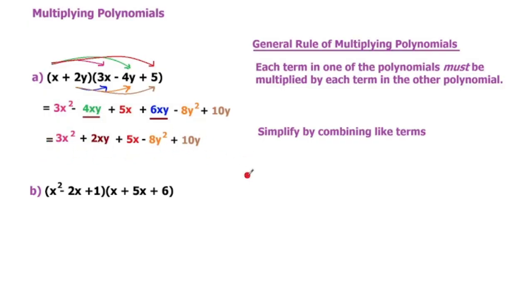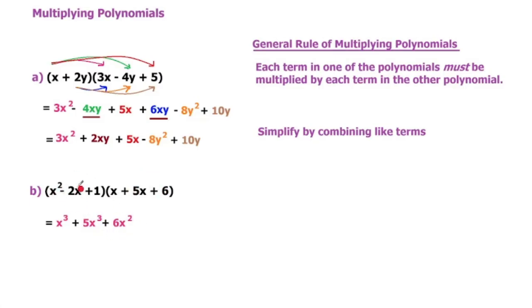Okay? So now let's work on the next one. We're not going to use all the colors. We're just going to start to try to do it just by looking at it. Okay? So x squared multiplies by x cubed. X squared multiplies by 5x is going to be 5x cubed. X squared times 6 is 6x squared.